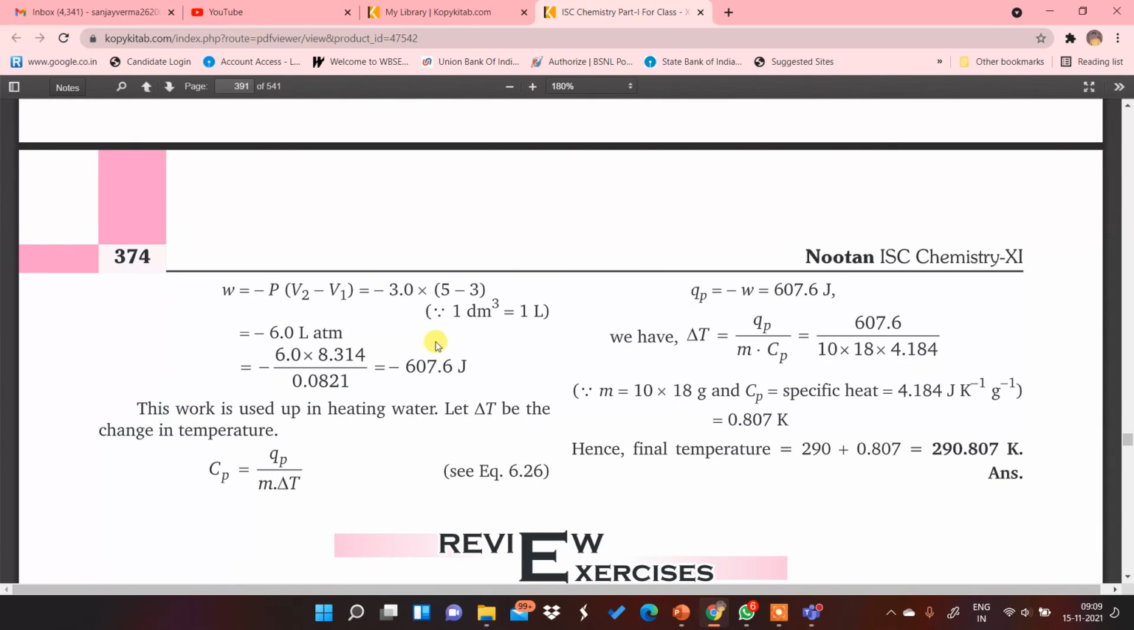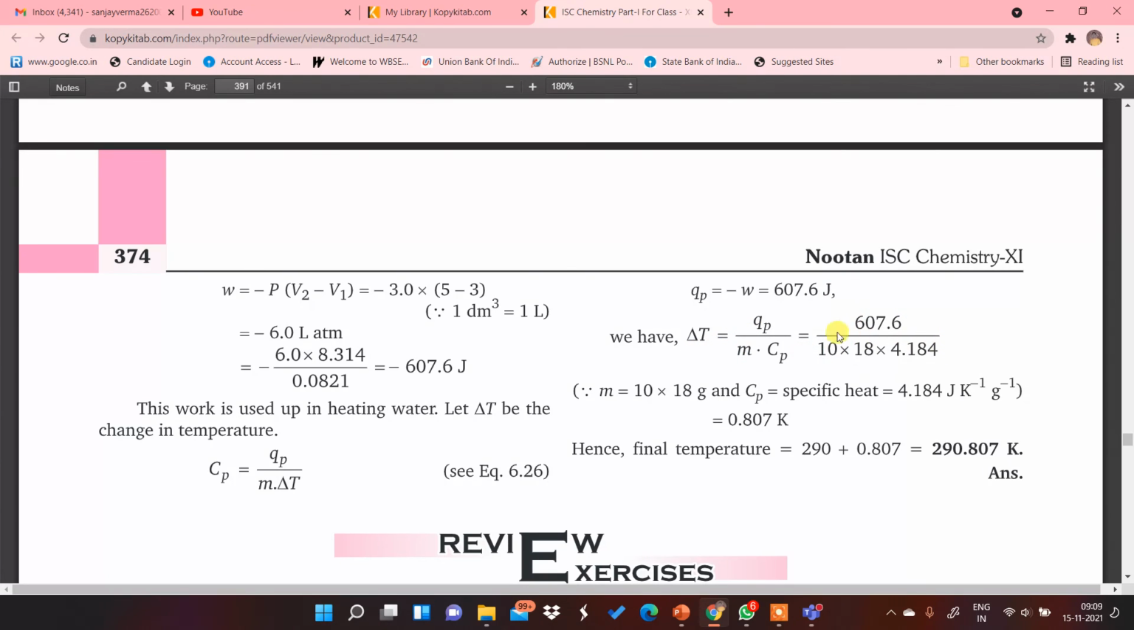Here this work is used to heat water. So let delta T be the change in temperature. Cp at constant pressure is Qp by m delta T. Then Qp becomes equal to minus W, so it is 607.6. So delta T is Qp by m Cp.